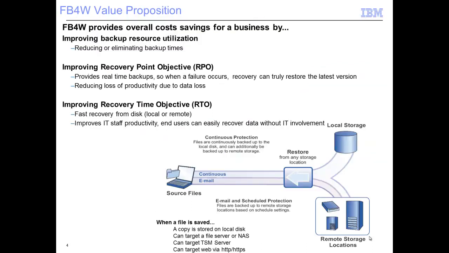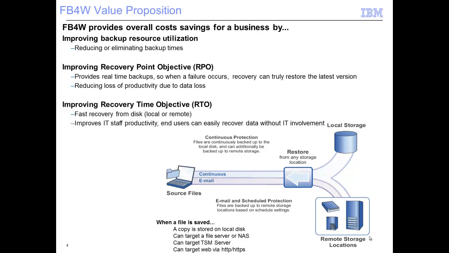FastBack for Workstation is a product that's targeted at workstations and laptops. And it's going to provide overall cost savings for businesses by improving the backup resource utilization, because we're eliminating that backup time or that lack of backup if your laptop's offline when the scheduled backup kicks off. It helps improve recovery point objective by providing real-time backup so that if a failure does occur, we can restore to the last version you were working on or some other point in time.